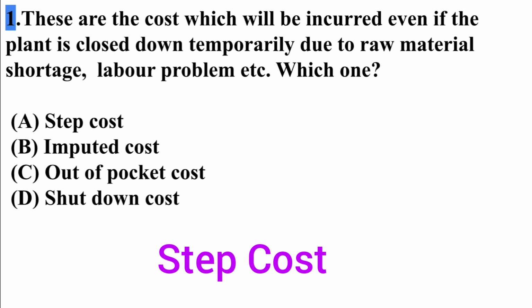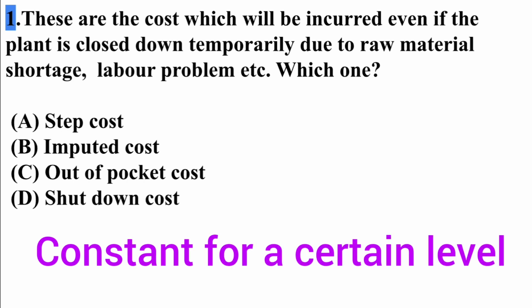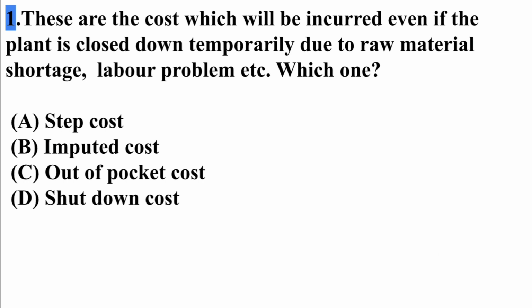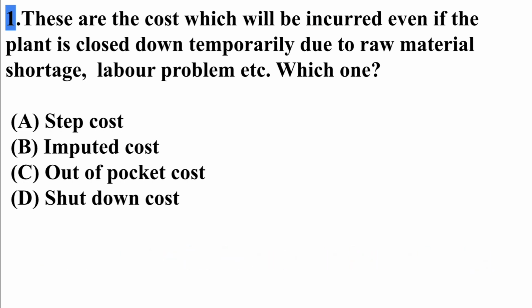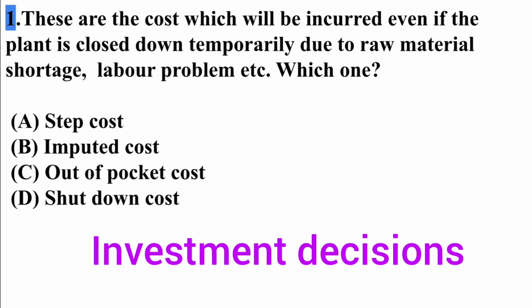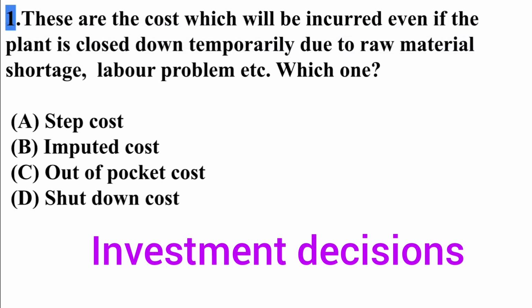Step cost is a cost that is constant for a given level of activity, or a cost that remains fixed for a certain level of output. It is fixed within certain boundaries, and outside of which it will change, or once they cross a certain threshold they increase or decrease in a step-like fashion. These kinds of costs are very important while determining investment decisions, or deciding whether to accept additional customer orders or not, or when a company is planning a higher level of activity in the coming future. Then these step costs are very important to consider.